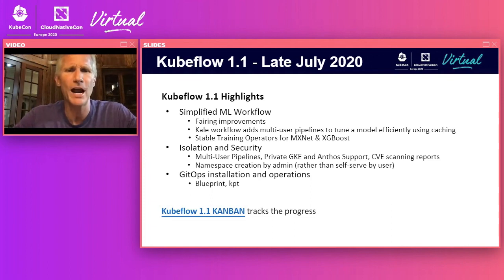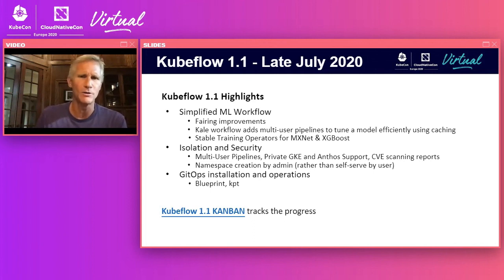In Kale, we have some workflows that incorporate the ability to use multi-user pipelines and to tune a model efficiently and use cache steps. So as you're tuning a model, we'll run through that model maybe 50, 100 times, maybe more, in order to find the right hyperparameter settings for that model. You don't need to rerun all the steps of your model if you've already run them before in a Kubeflow pipeline. So if you use the cache steps, you can save processing time and save resources.